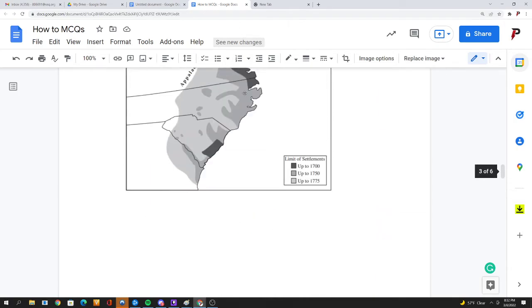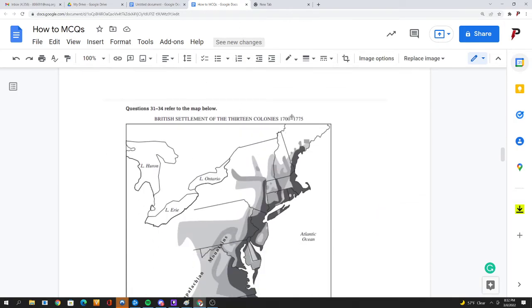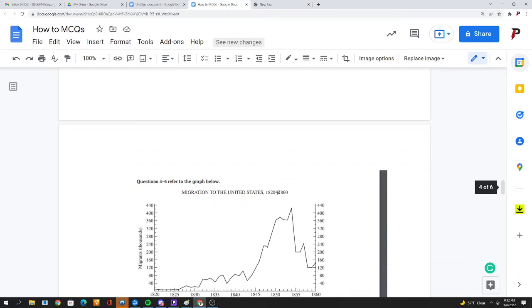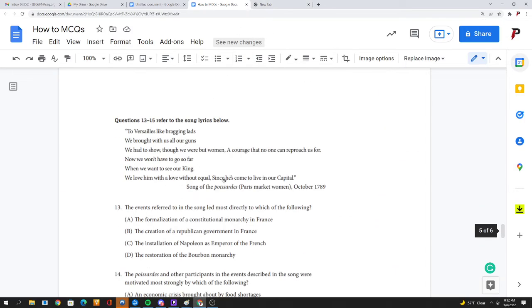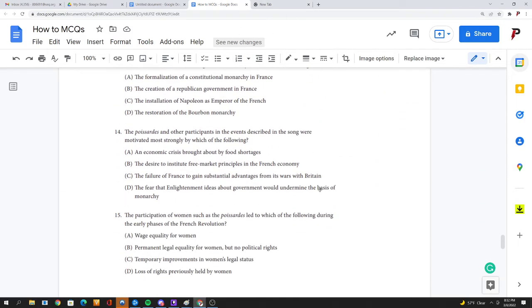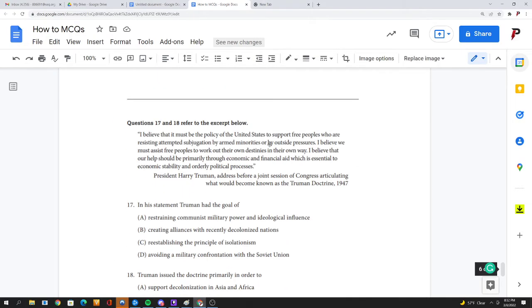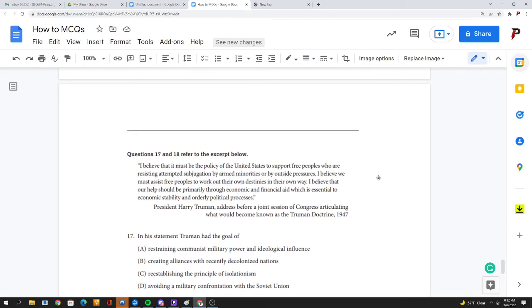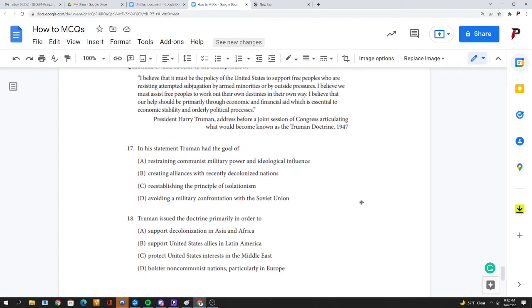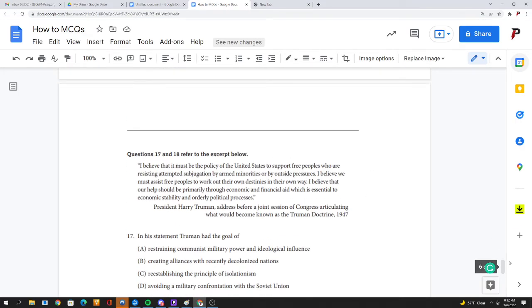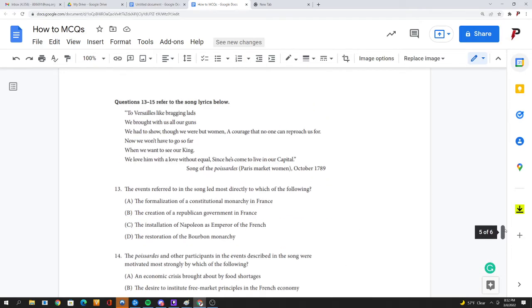I cannot reiterate that. Always look at the timeline: 1700 to 1775, 1820 to 1860 for this MCQ, 1789 for this MCQ. Notice how quickly I was able to get through those, though. Alright? It did not really require that much thinking. You could no-brain half of these multiple choice questions if you simply do that. You don't have to sit there and read through so much.